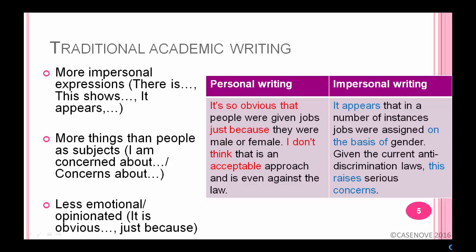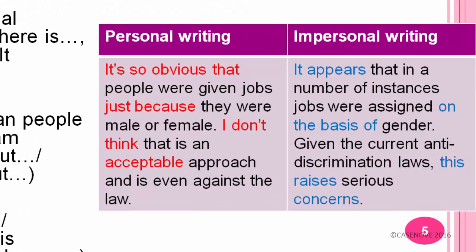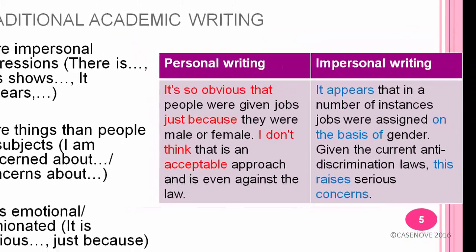Here are two versions of the same sentence. On the left, you can see the version written with a more personal type of writing. On the right, the same content is written in an impersonal way. You can see that the impersonal version looks toned down. "It appears" is used instead of "it's obvious that." And it also looks more objective.